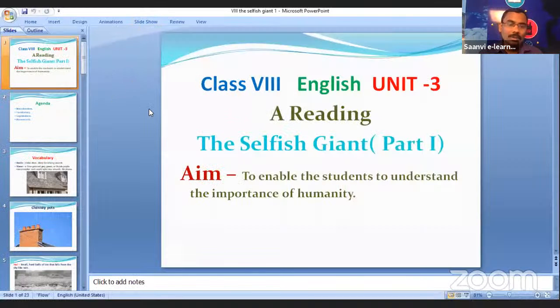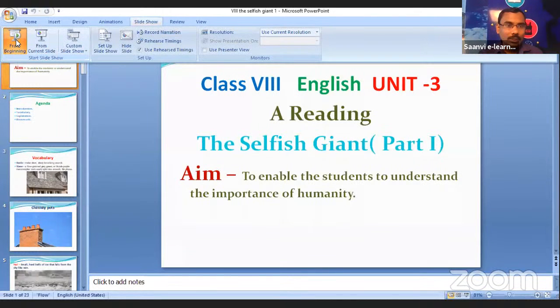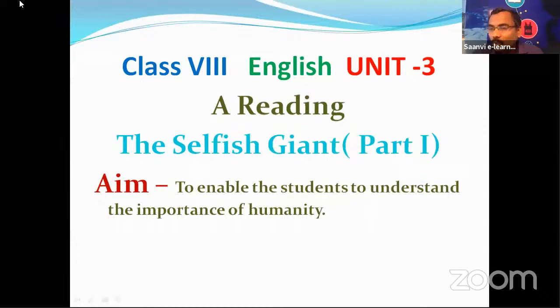And here we go with our lesson. So I hope you all understood how to write the classwork book. Then let me make the slide enlarged here. I think you all can see it in a better manner now, isn't it? So class 8 English Unit 3 A reading, The Selfish Giant Part 1. So the aim of this lesson is to make the student understand the importance of humanity.